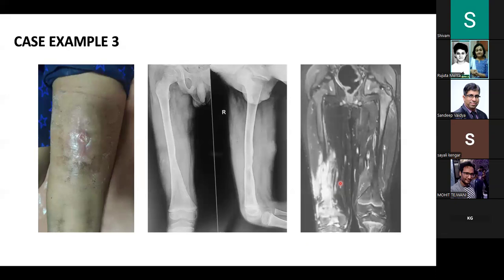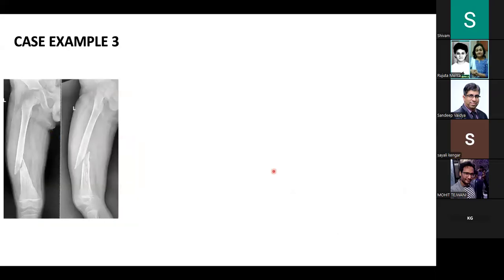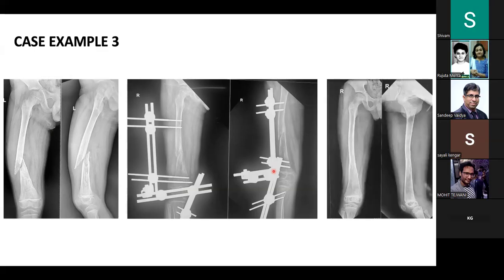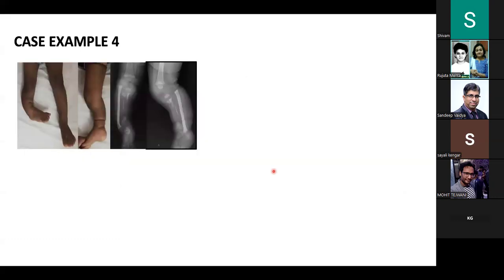So similar case again, this was a discharging sinus. There was no clear sequestrum here, maybe a small one here, but this was debrided, and we didn't stabilize this with a fixator, and look what happened. This landed up with a pathological fracture. By this time, the infection had completely settled. So what we did is we just put in a fixator and just prayed that it would heal with this. This one would not need more complex reconstruction. And indeed, we were extremely lucky that it went on to heal without any problem.